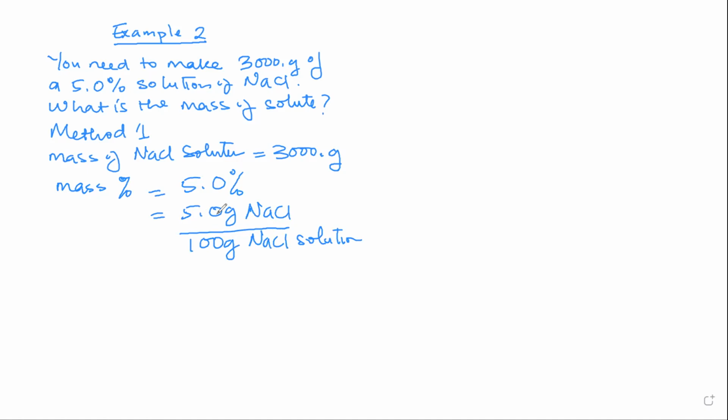But the question is, what is the mass of solute? So the mass of solute in these 3,000 grams, that's what we need to figure out. One way of solving this is to look at this fraction as a conversion factor. We want to figure out the mass of solute, which is grams of solute. We know 3,000 grams of sodium chloride over 1, like we did in the dimensional analysis.